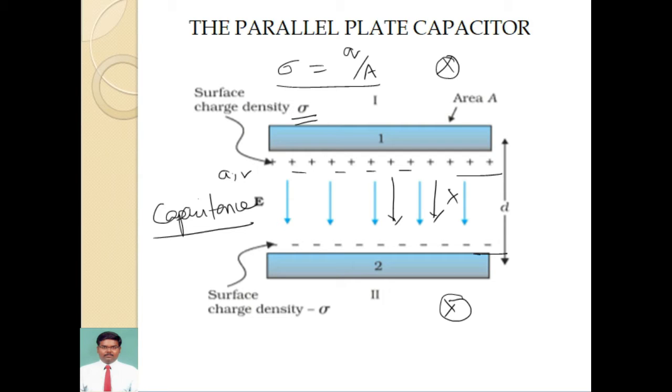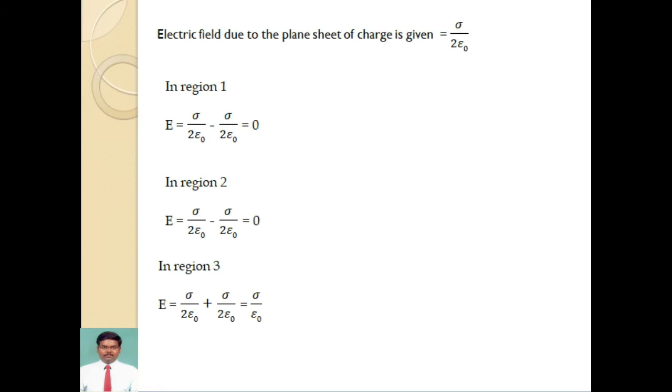Now, for a single plate, we know how to write the field equation from the Gauss law. The electric field due to a plane sheet of charge is given by sigma by 2 epsilon naught. This is the value we derived from the Gauss law. Now I have the positive charge on the top plate and the negative charge on the other, and they are equal in number.